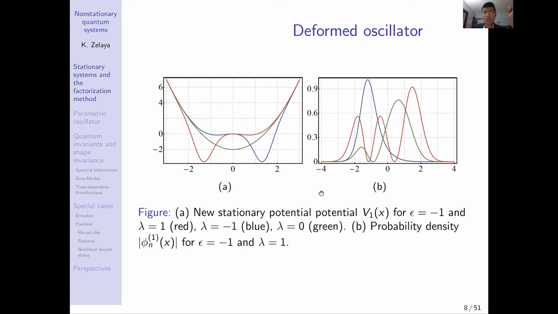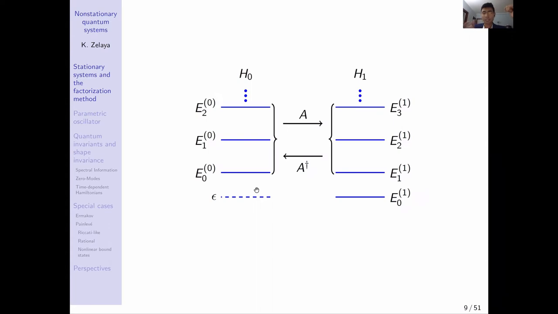As I mentioned, I don't want to spend too much time on the stationary case, but this idea of factorizing the Hamiltonian is something that we'll exploit in the following slides, but in a modified way. And this summarizes the procedure. This is the initial Hamiltonian. These are the eigenvalues, sorry. So the new Hamiltonian H1 has the same eigenvalues with the addition of this E01, which is epsilon.